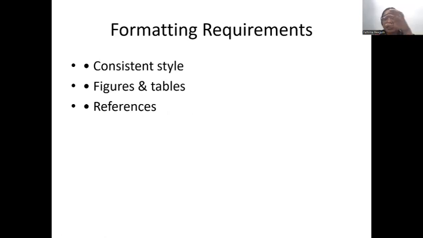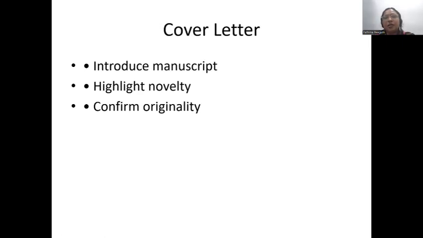Then always use consistent style, figures and tables, and reference everything properly. Then, as I told you, a cover letter should be given. Once your manuscript is ready, a cover letter should be given, which introduces the manuscript, highlights the novelty of your study, and confirms the originality of your research.